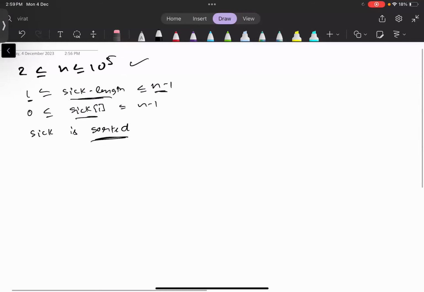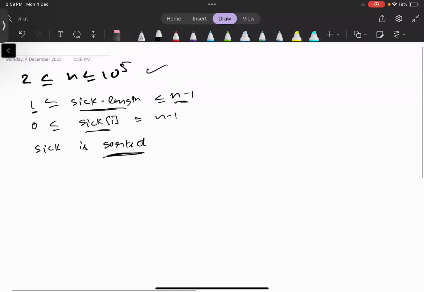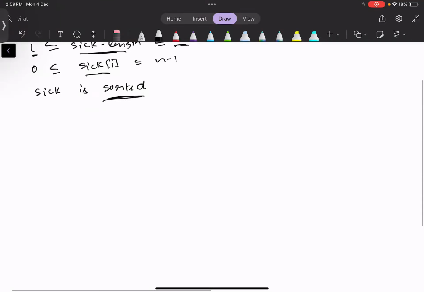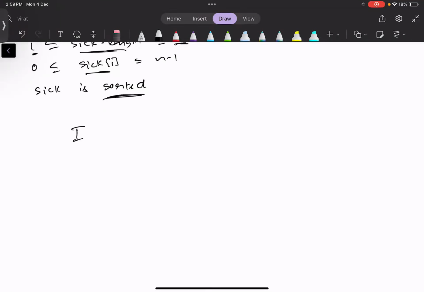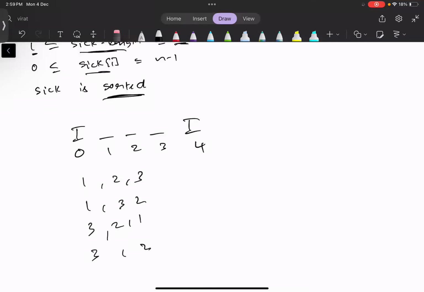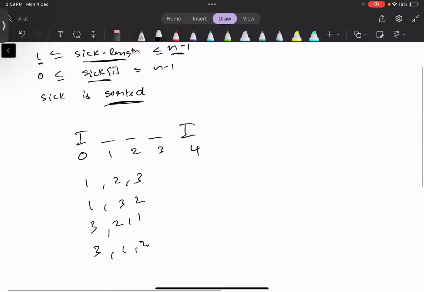Now, let's break this question down into simpler chunks. Let's take the basic example in the given test case. Let's say I represent the infected person with I. So this is the 0th position, 1, 2, 3, and 4. All right. Now we found out from the sample test case that the possible sequences are 1, 2, 3, 1, 3, 2, 3, 2, 1, and 3, 1, 2. And the infection passes at every second, only one extra person can get infected, right?